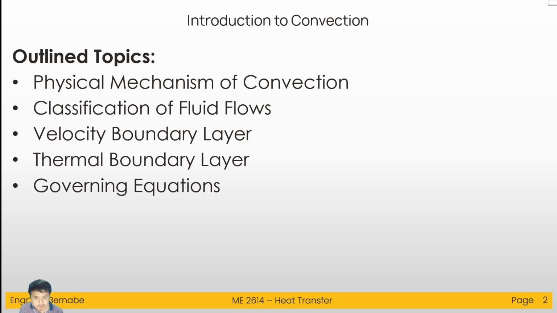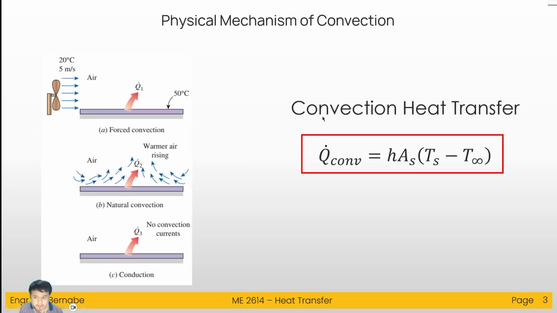So the general outline is as follows. We will discuss how convection works and what the classification of fluid flows are. There's a brief comparison of the different flow regimes, what the velocity boundary layer and the thermal boundary layer are, and what the governing equations in fluid mechanics and heat transfer in general are. Okay, so let's begin with convection heat transfer.